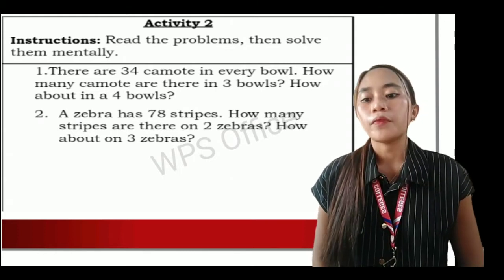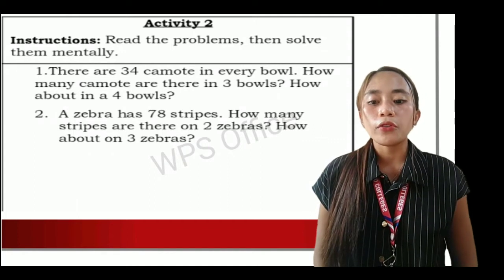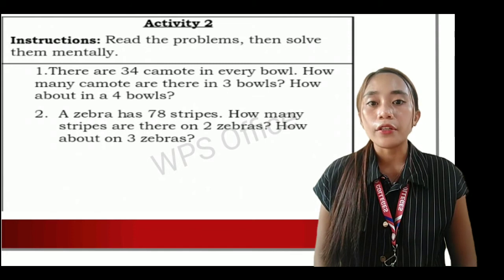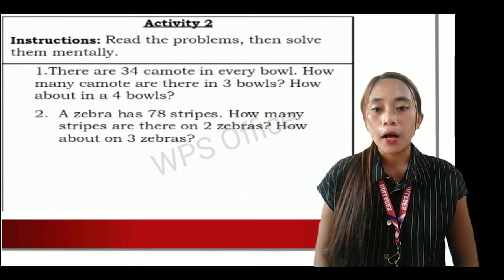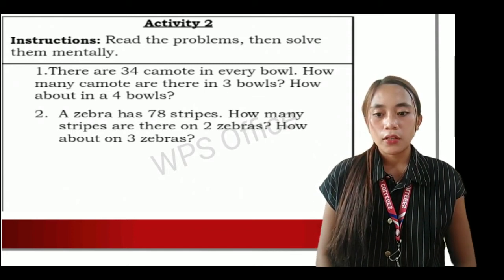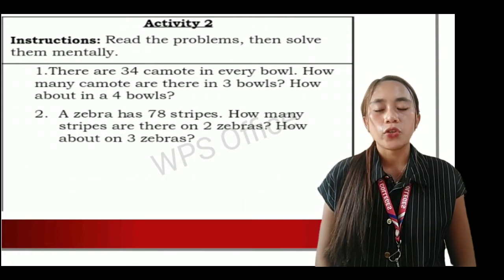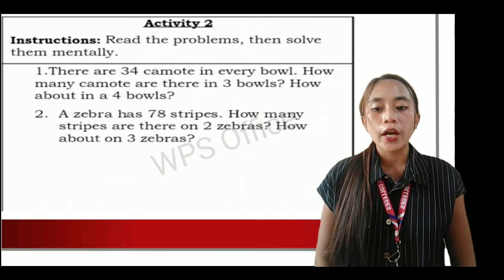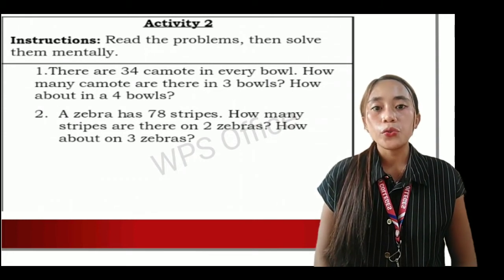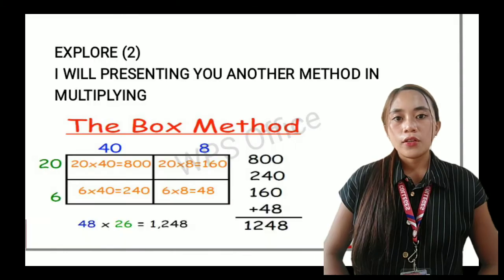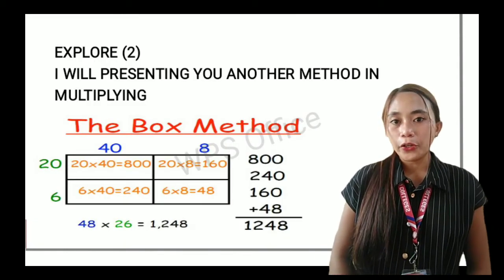Number 1. There are 34 kamote in every bowl. How many kamote are there in 3 bowls? How about in 4 bowls? Number 2. A zebra has 78 stripes. How many stripes are there on 2 zebras? How about on 3 zebras? So now, let's proceed to explore 2.